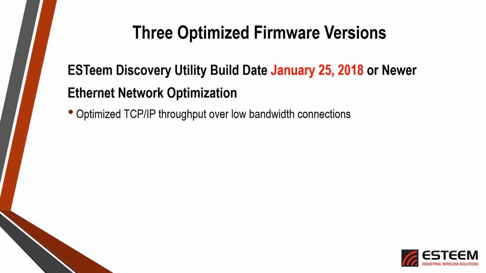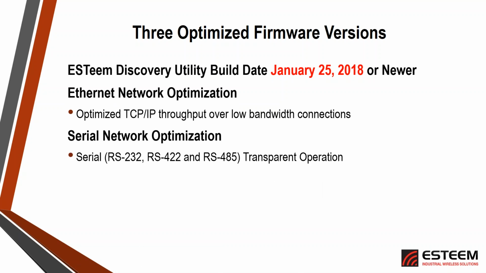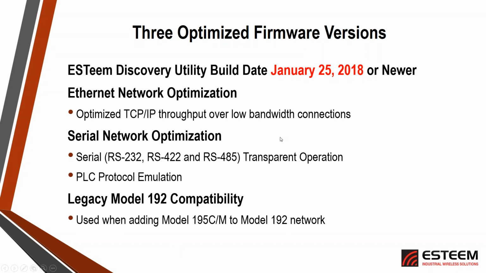The Ethernet network optimization was the first mode. We also have a serial network optimization that covers serial, which is RS-232, RS-422, or 485, either in a transparent operation or a PLC protocol emulation. We also still support the legacy Model 192 compatibility, where the Model 195C and the 195M are used within a Model 192 network.